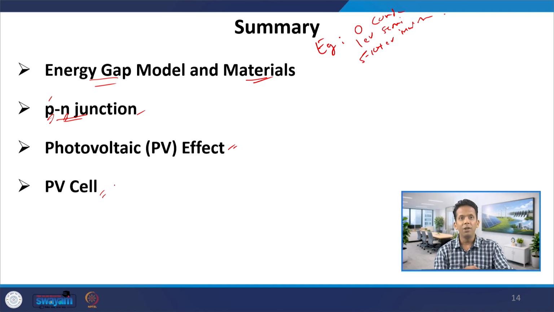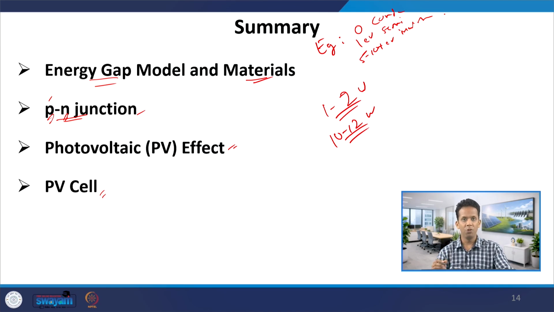And then we looked at the different specifications of PV cells, which have evolved over the years. When it started, it used to be in the range of 1 to 2 watt, but nowadays modern cells have reached up to 10 to 12 watt per cell.